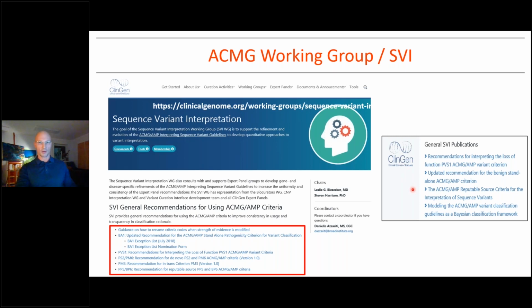Some of these are summed up in publications. The SVI is led by Les Biesecker and Steven Harrison, and many of the examples I show you today are from Steven Harrison's slides. He has also provided very good tutorials on YouTube, and you can find them by navigating on YouTube to the ClinGen tutorials.